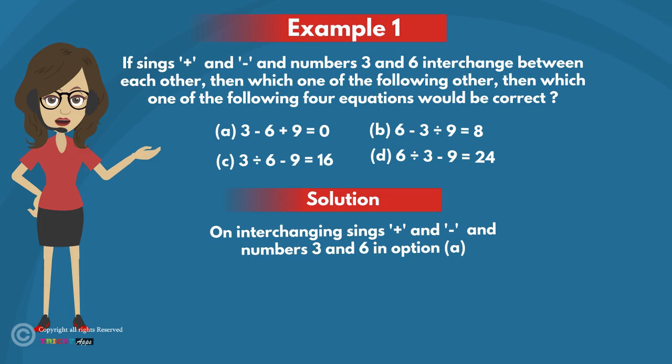On interchanging the signs plus and minus and the numbers 3 and 6 in option A, we get 3 minus 6 plus 9 is equal to 0. That is 6 plus 3 minus 9, which is 9 minus 9 is equal to 0. So this is true. So option A is the right answer.